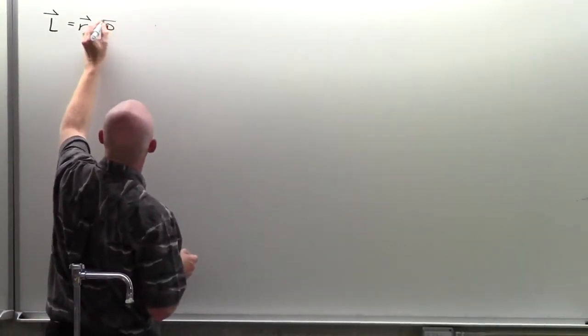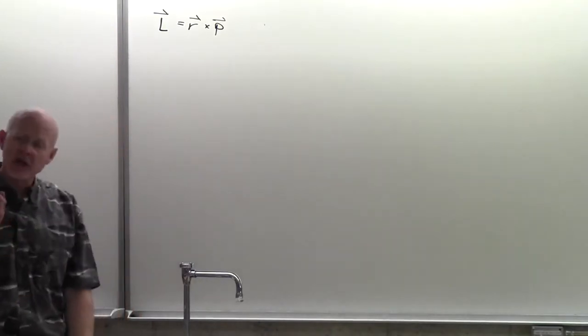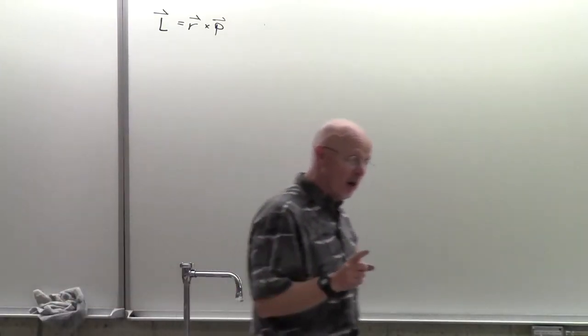R cross P. And so there's two things I want you to see in here. First, you might be surprised that an object going in a straight line does have some angular momentum. It's why we do the lab next Monday.